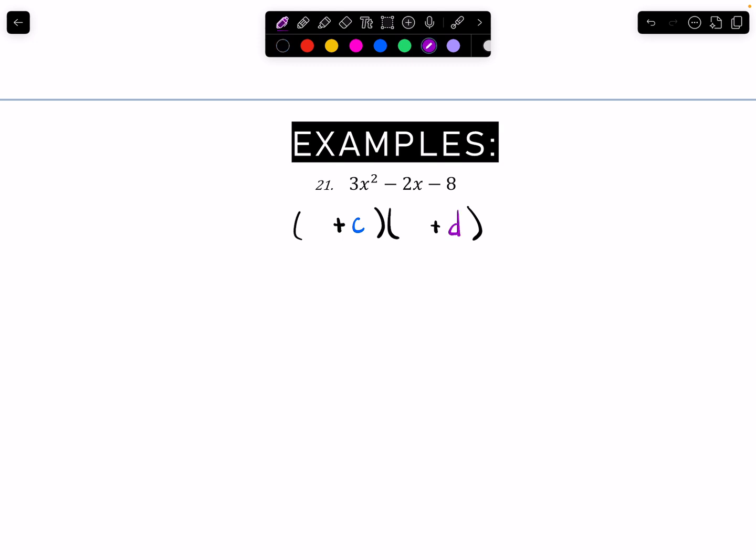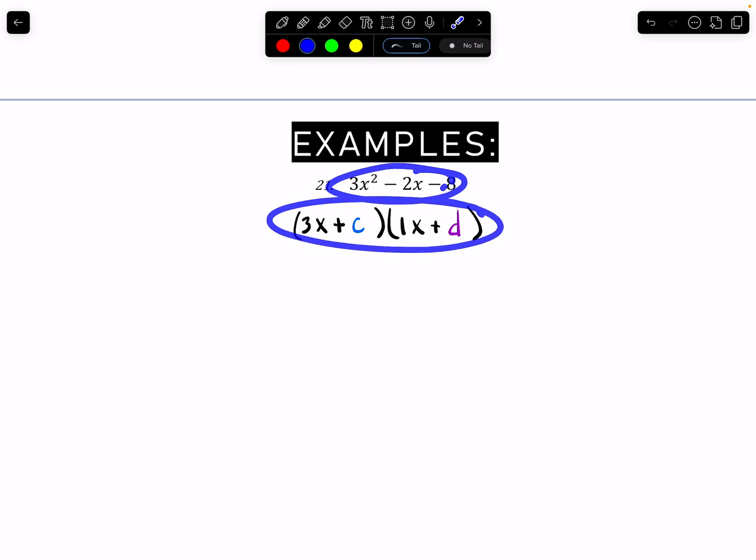And I'm going ahead and writing c and d here. Okay, but let's think about it. Before, when this was just an x squared, we said the only way for us to get an x squared was if we were working with x and x, right? Well, that's still the case. The only way for us to get that x squared is if we're working with x and x. Now the question is, what are the ways we can get a 3? There's actually only one, 3x times 1x. So we know this guy has to factor into something like this.